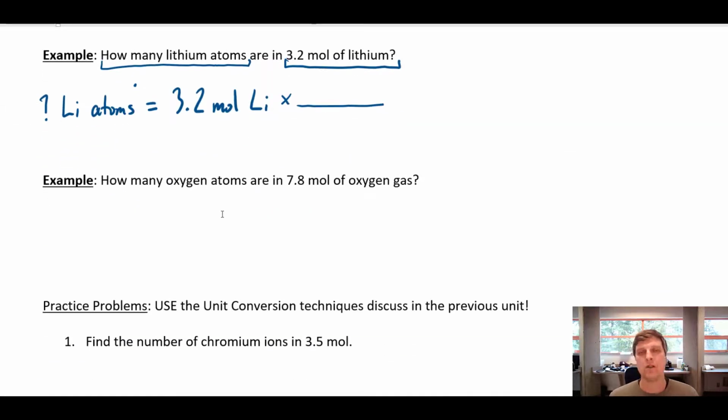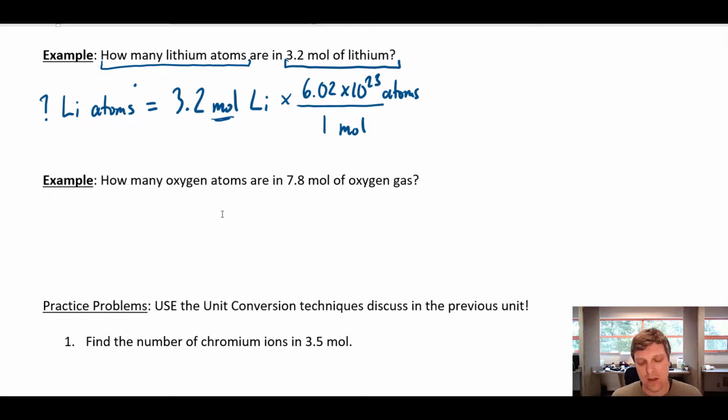So whenever we multiply by a conversion factor, we can do it one way or the other. I can either multiply by Avogadro's number over 1 mole, or I could flip that around and multiply by 1 mole over Avogadro's number. Since I have moles here on top, I'm going to make sure that moles end up on bottom of my conversion factor, and I'm going to multiply it by 6.02 times 10 to the 23 atoms of lithium over 1 mole.